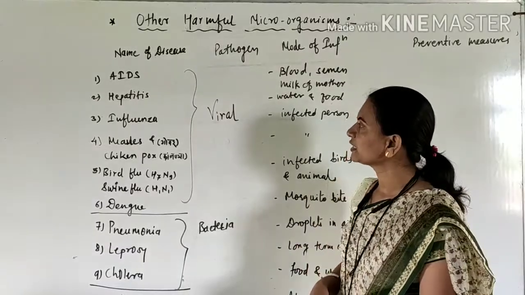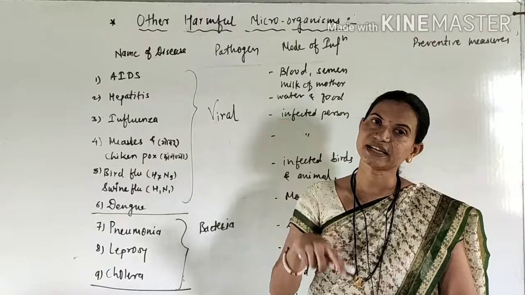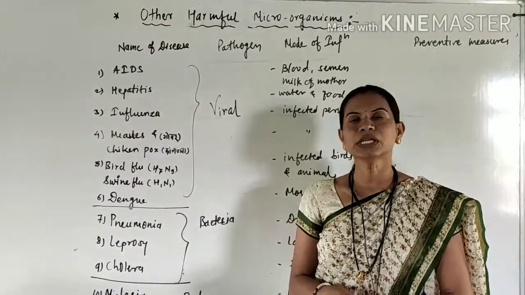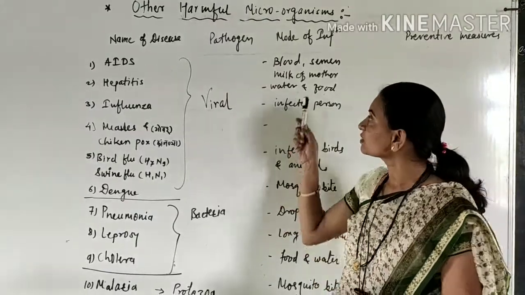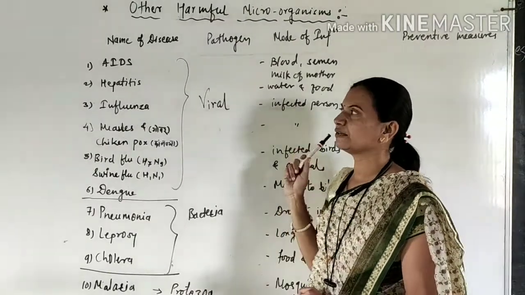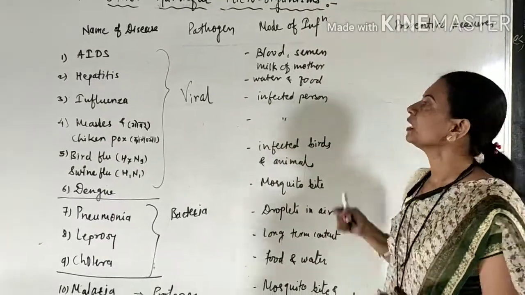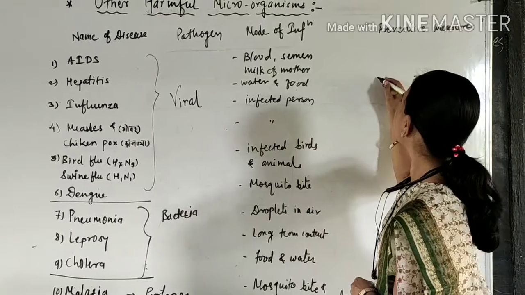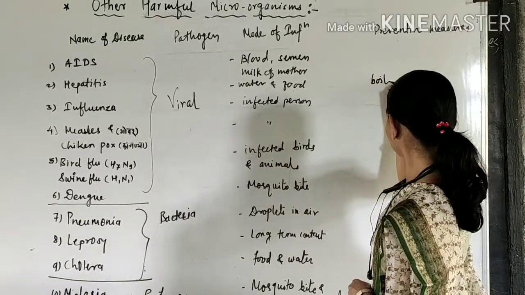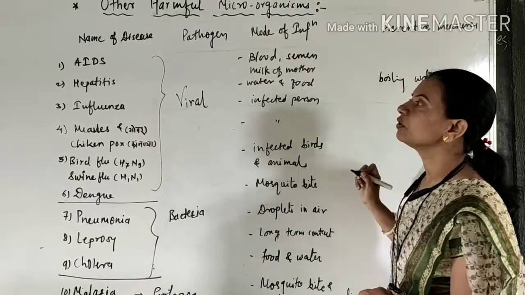So hepatitis is due to a virus, and this virus can enter our body through contaminated water and food. To avoid hepatitis infection, the preventive measure is that you must avoid outside food or unclean food. Drinking boiled water is a very important preventive measure.